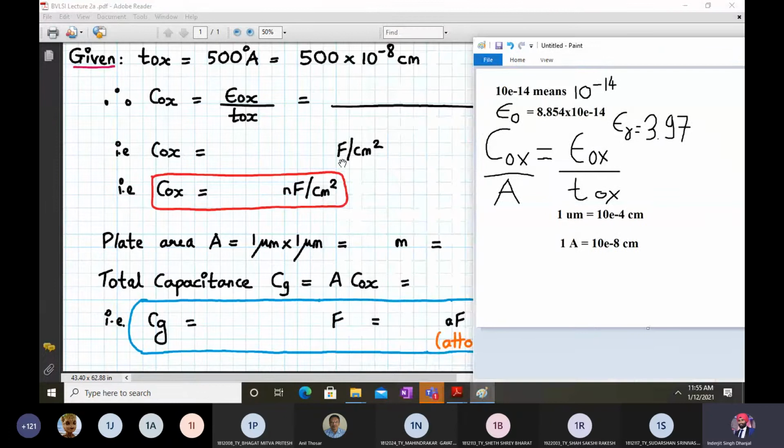See, this subject of VLSI can be studied thoroughly if you solve many numericals, so that we can have an actual feel of the typical value of COX, the gate oxide capacitance. So you have these numbers with you: 8.854 into 10 raised to minus 14, epsilon R is 3.97, and TOX is 500 into 10 raised to minus 8 centimeter. Come on, write the answer in your meeting chat. I'll wait for around half a minute. You can write your answers in the chat box.